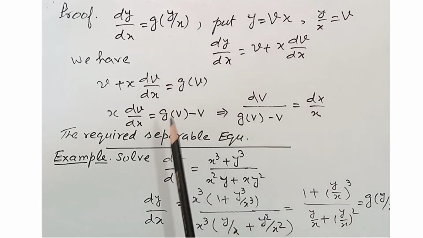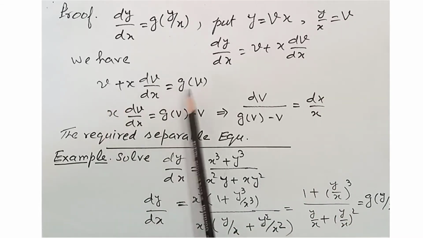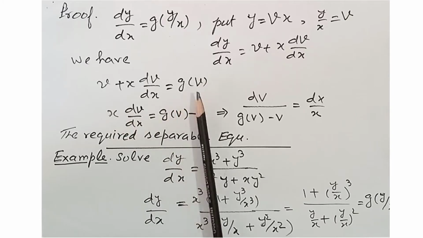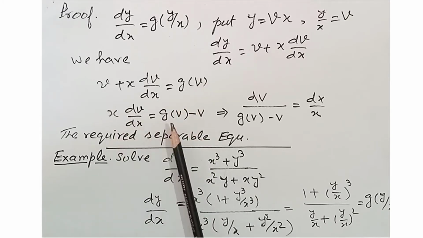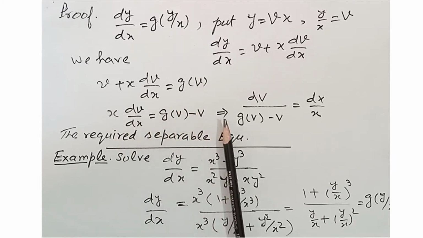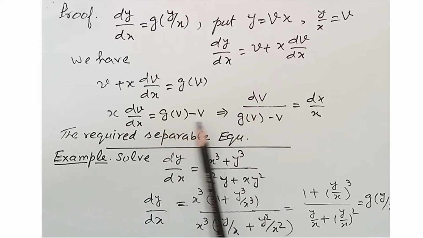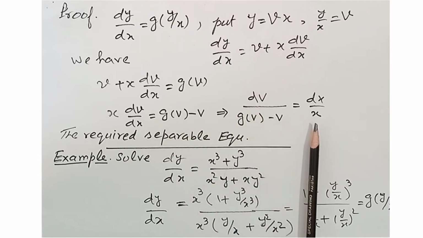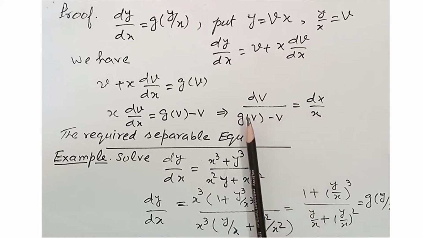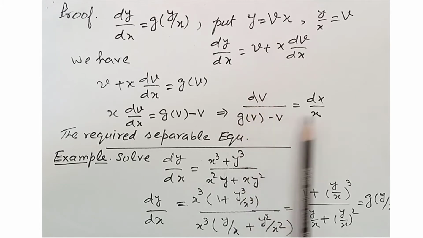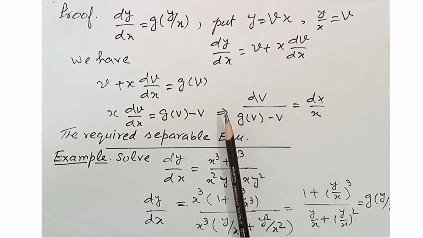In place of y by x we put v, and we can write this as x dv by dx equal to g of v minus v by cross multiplication. This implies dv divided by g of v minus v equal to dx over x. This becomes a separable equation. Here this whole term is a function of v and this is a function of x. By integrating both sides, we can solve the required separable equation.